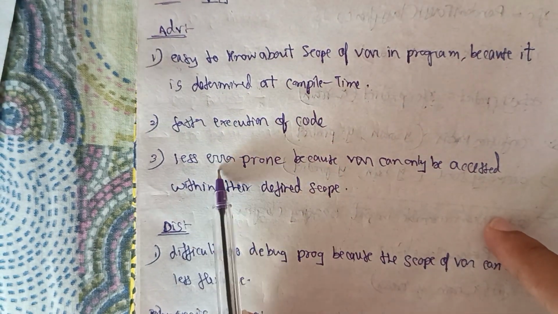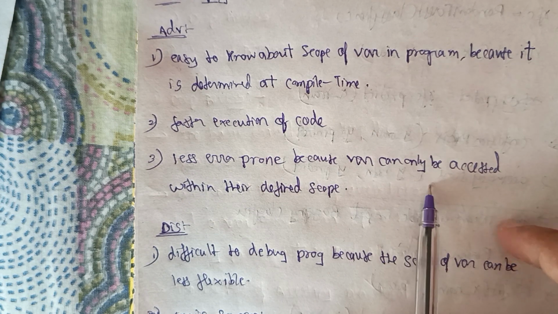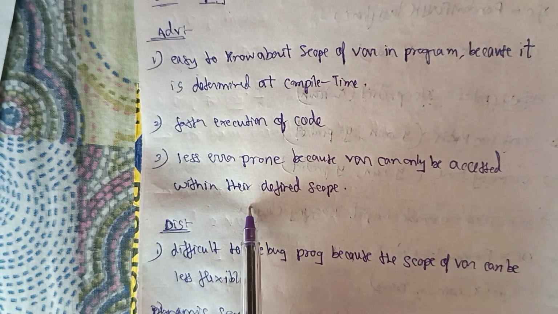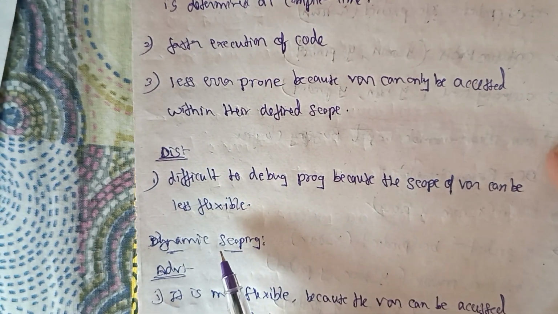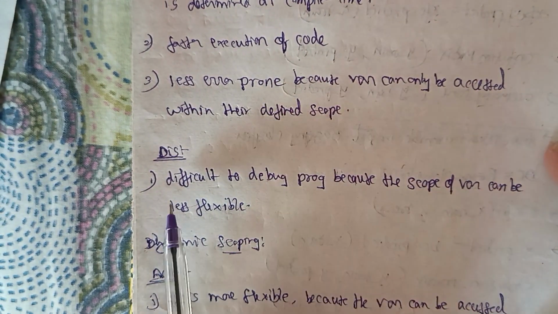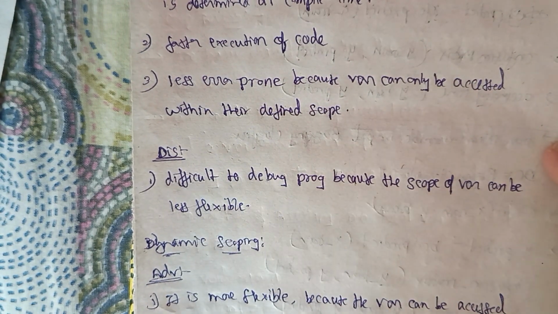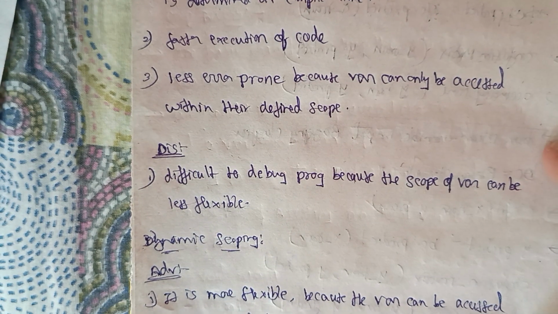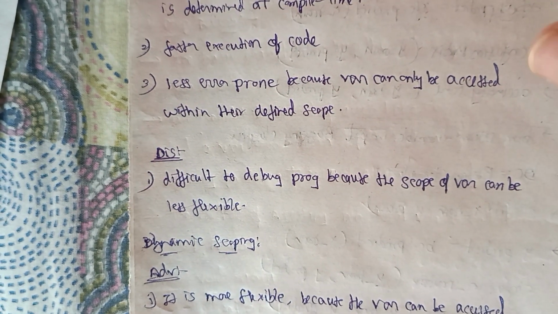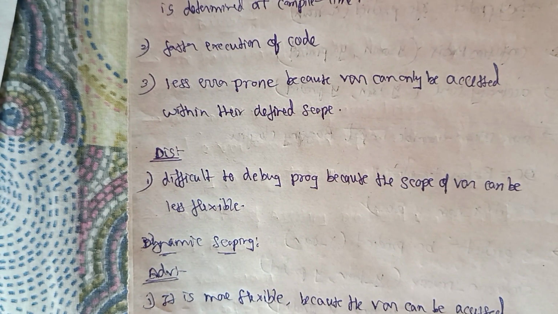It is less error prone because the variables can be accessed only within a specified scope or the defined scope. These are the advantages. Whereas a disadvantage is that it is very difficult to debug the program because the scope of the variables can be less flexible. So these are the advantages and disadvantages of static scoping.